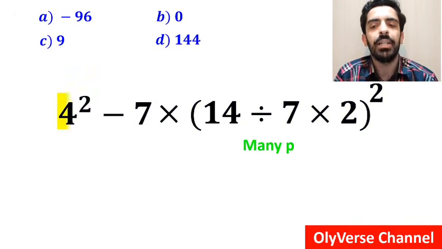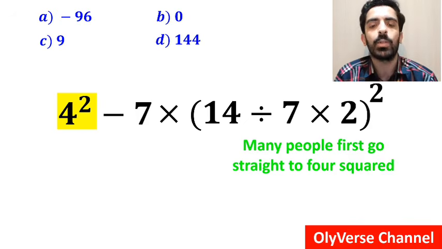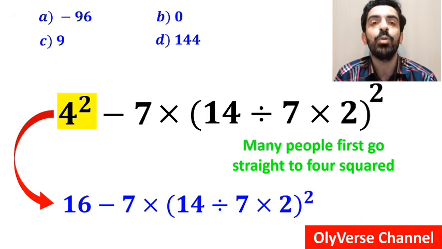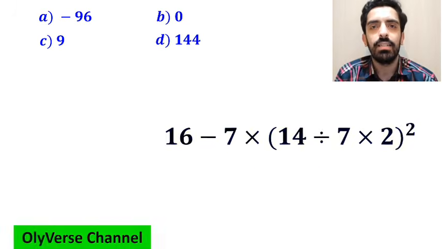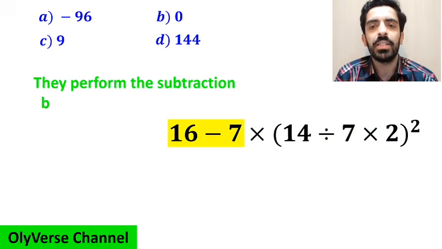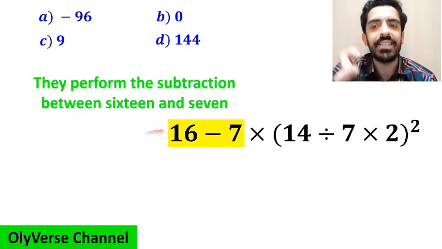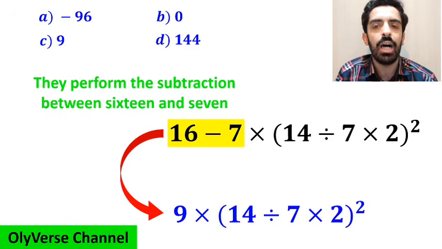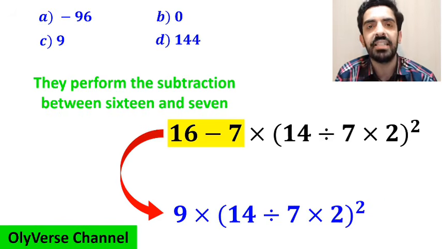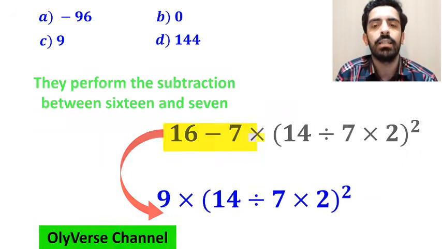To solve this question, many people first go straight to 4 squared and simplify this expression to 16 minus 7 multiplied by (14 divided by 7 times 2) all squared. In the next step, they perform the subtraction between 16 and 7 and write this expression as 9 multiplied by (14 divided by 7 times 2) all squared.